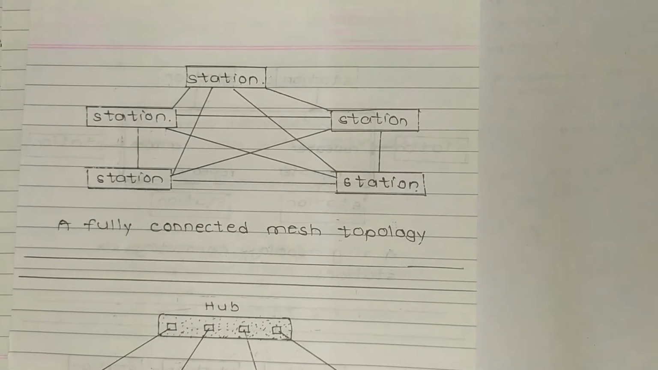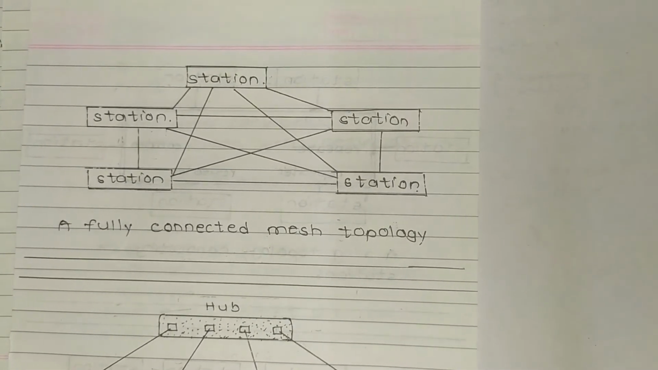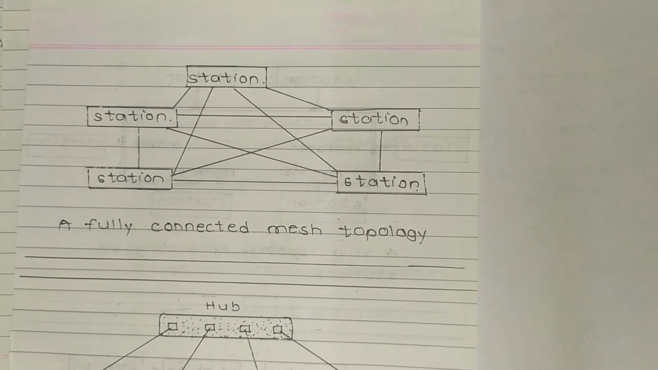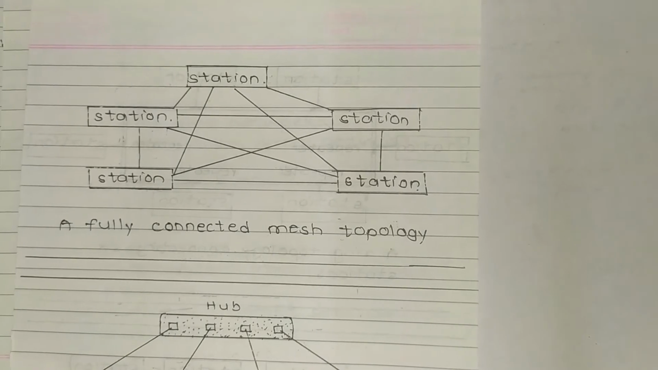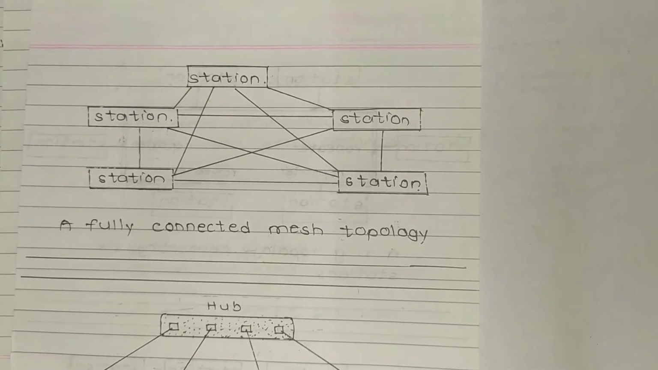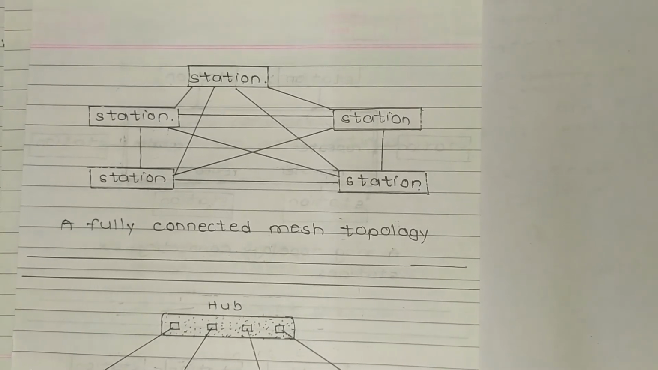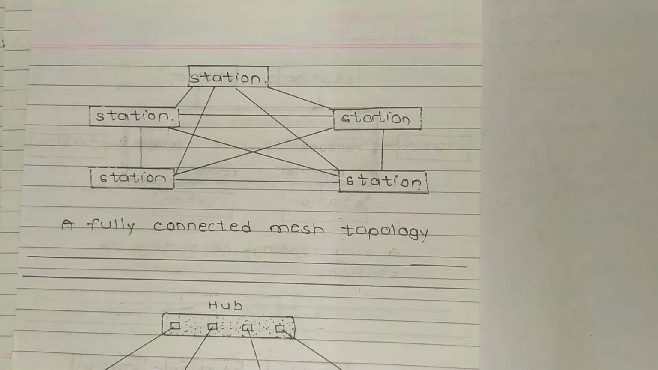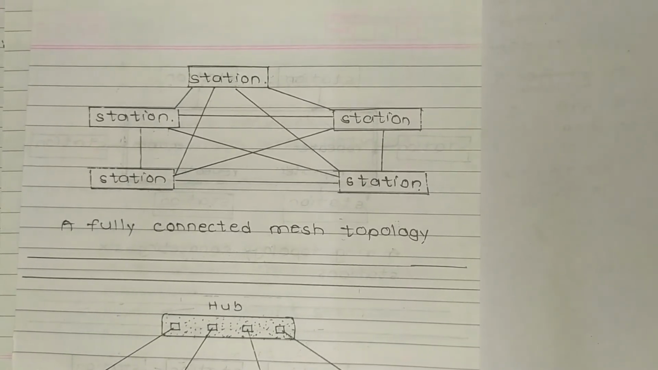Mesh. In a mesh topology, every device has a dedicated point-to-point link to every other device. That means every device is connected to every other device. The term dedicated means that the link carries traffic only between the two devices it connects. That means each dedicated link carries traffic only between the two devices which it is connecting, that is stations.